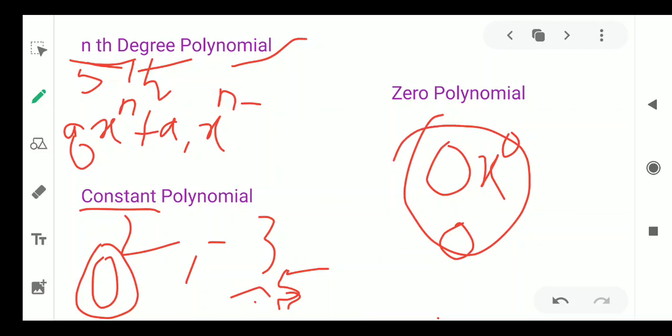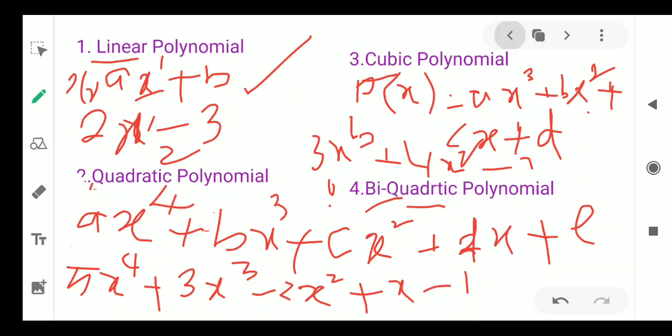The degree of a linear polynomial is 1. The degree of a biquadratic polynomial is 4. The degree of a quadratic polynomial is 2. The degree of a cubic polynomial is 3. I hope you understand these two, which are very important in this chapter.